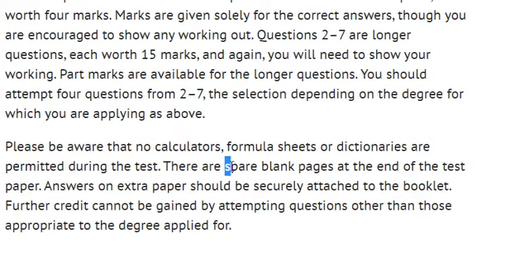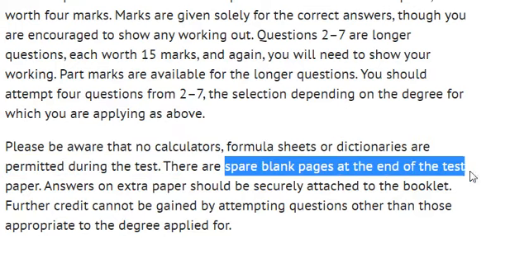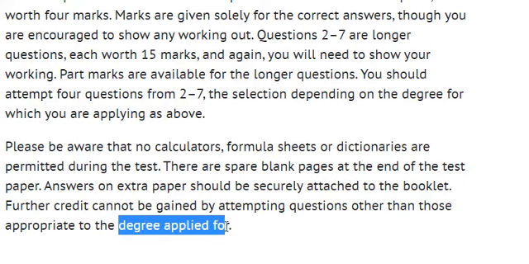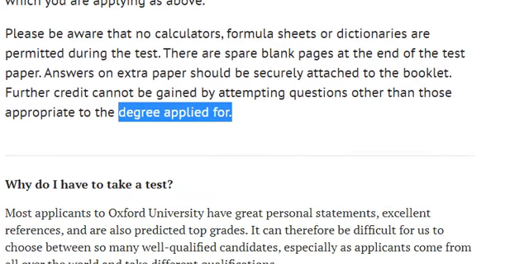There are spare blank pages at the end of the test paper. Answers on extra paper should be securely attached to the booklet. There will be no further credit gained by attempting questions other than those appropriate for your degree. Let's say you are attempting questions for computer science, but actually you are applying for statistics, so you will not be given any marks for that.